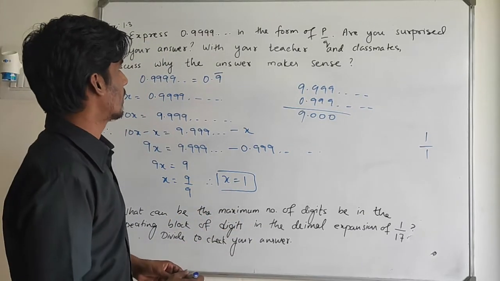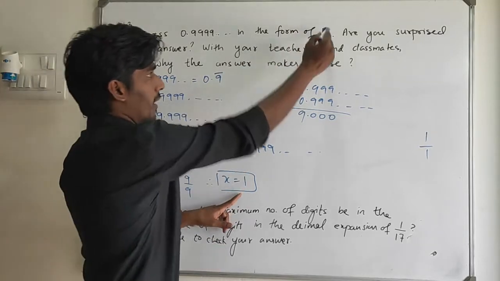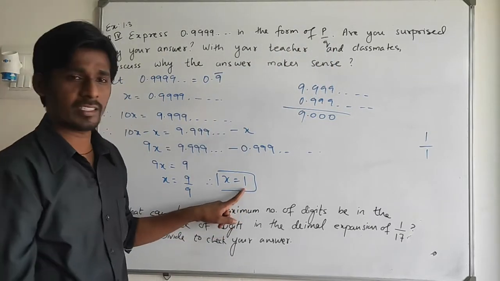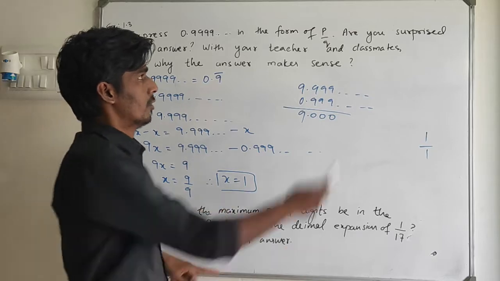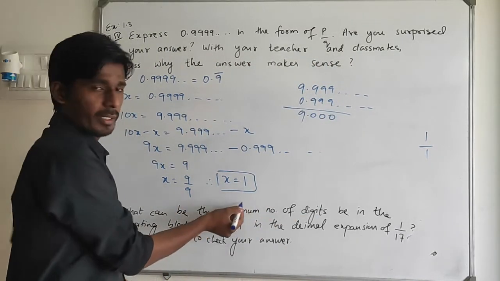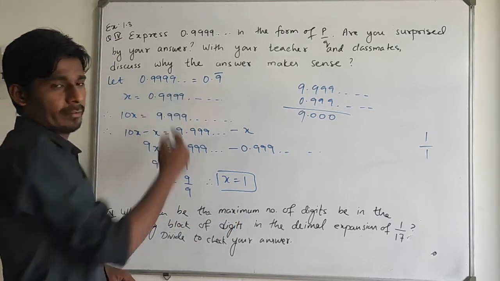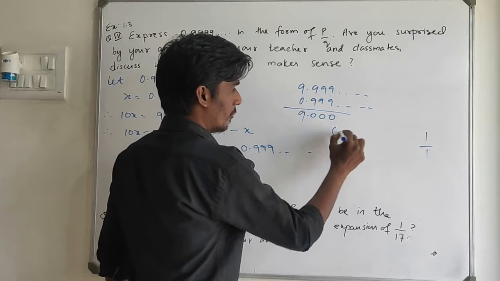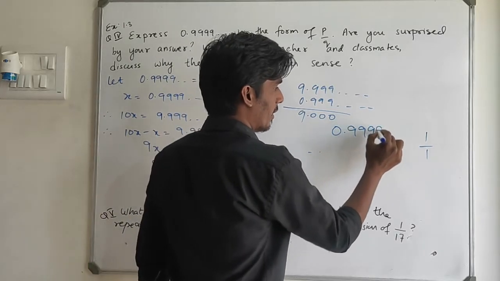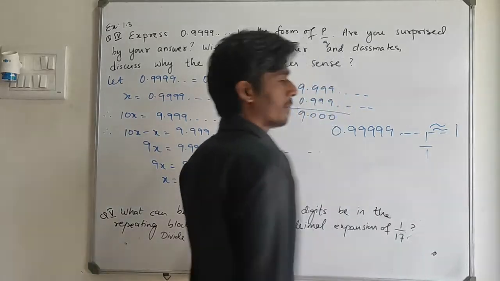So if you look at this number 0.99, we got the p by q form as what? Only a natural number, that is 1. So are you surprised by your answer? Yeah, definitely, because there is no denominator here. Then also we are getting the value 0.999. So what does it mean? So if I write 99999 till infinite times, it's almost equal to what?